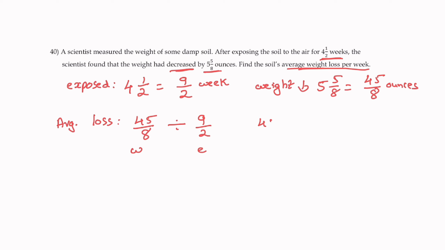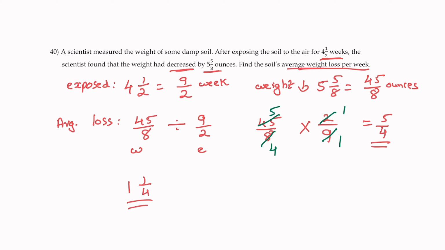And as we did before, 45/8, division becomes multiplication, and we inverse the second fraction. So this is 2 times 1, 2 times 4, 9 times 1 and 9 times 5, which leads us to 5 over 4. And we can convert it back. So that's 1 over 4, because 1 times 4 is 4, 4 plus 1 gives us 5, and that's 5 over 4. So that's the average loss per week, right? Per week, that's the loss that's happening.